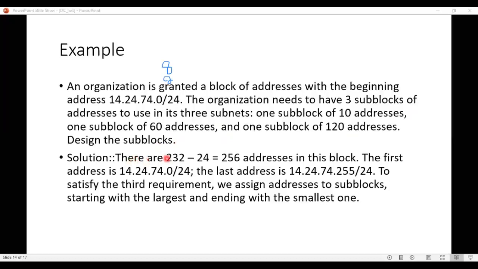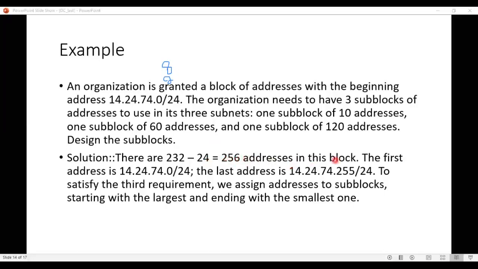Initially, I told you the address blocks should be a power of 2, isn't it? So, first we will consider the third subblock. Before that, we'll see how many addresses you need. Here, what is the CIDR? 24. That means to represent the network ID, you need 24 bits, and the rest of the bits, 32 minus 24, that is 8. 8 bits you need to represent the block size. That is 256 addresses are available.